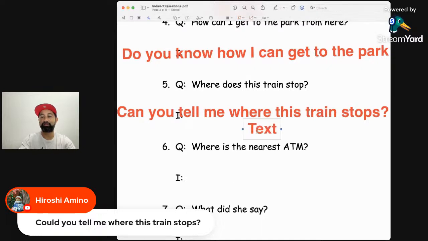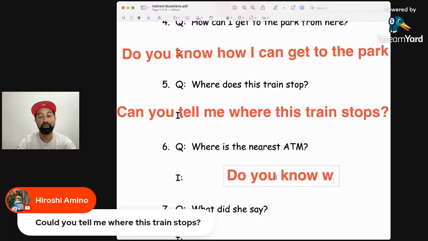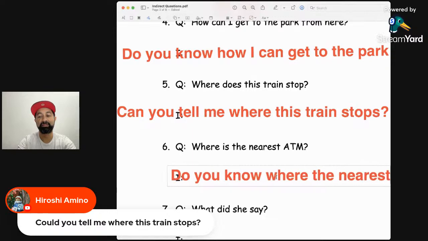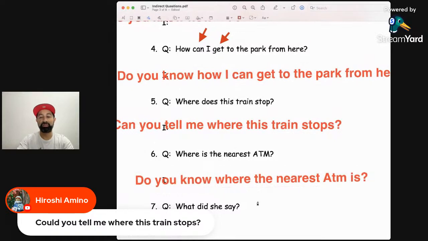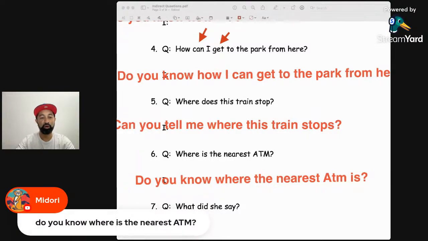All right, where is the nearest ATM? If I'm asking a stranger, I will say, do you know where the nearest ATM is? Midori, perfect. Actually, Midori, make sure the "is" and the subject we need to switch. Do you know where the nearest ATM is? "Is" comes last. Oh, you already corrected it. Very fast, Midori. Good job.